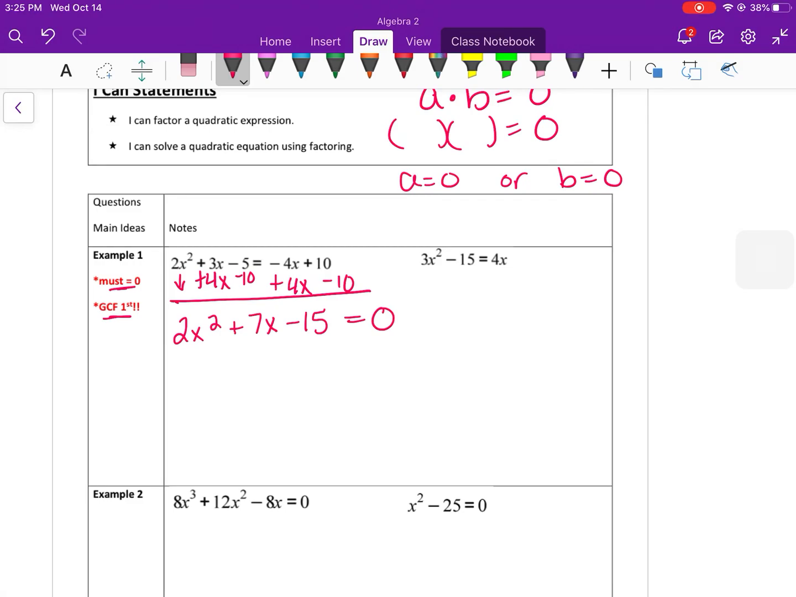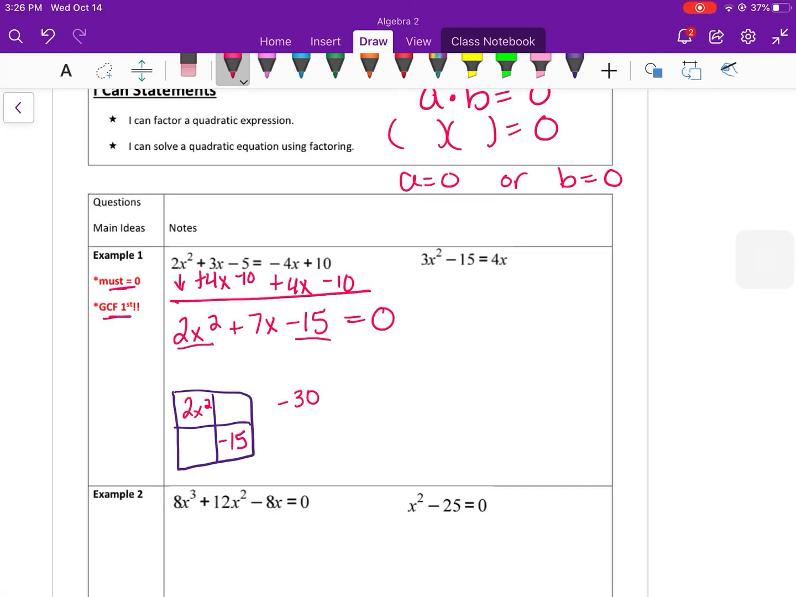Unfortunately, 2, 7, and 15 are not divisible by anything the same, so we just have to factor it. You can use guess and check as well at this point, but I really like the box method. So it's 2x squared, and then negative 15 goes here. You put the first and the last term in the first and last spot. Then remember you multiply those together.